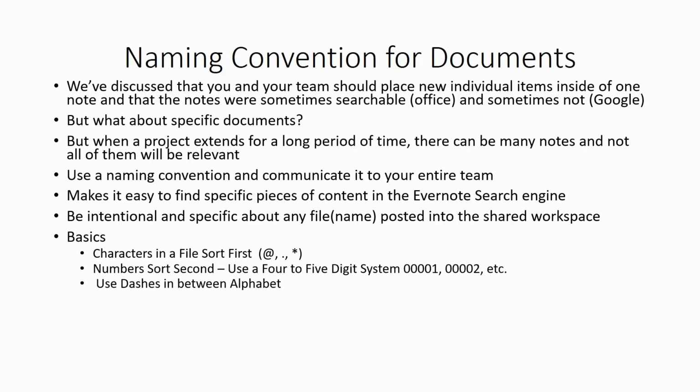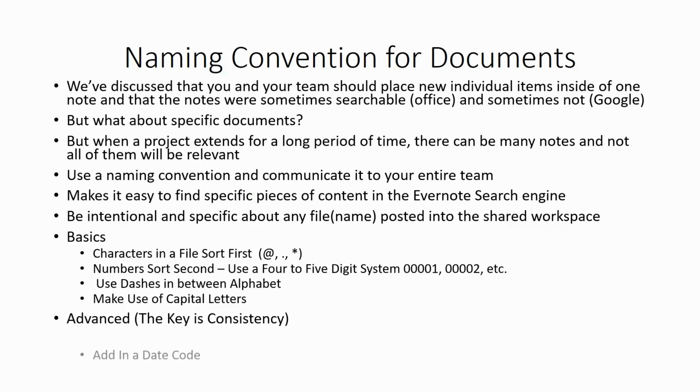When you place words in your file names, you want to use dashes between the words, and then you want to make use of capital letters, because this will make it easy to visualize what you're seeing. Now, when you're working to be a little more advanced, the key is going to be consistency in exercising the naming convention. So you can add in a word that represents a date. In other words, you can add in a numerical date or even a month and a date. You can add in a project code. And again, the key is going to be consistency. And this will again make your searching easier across your notebooks.